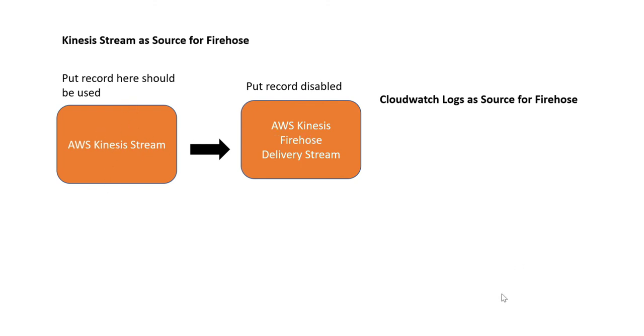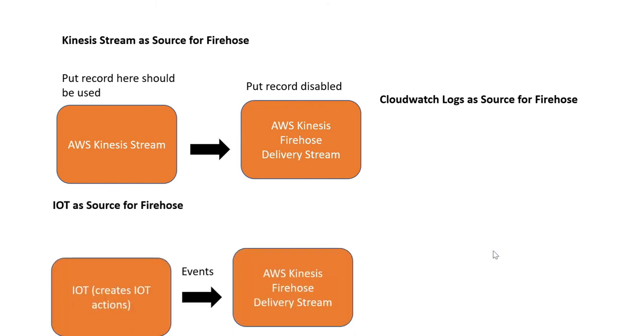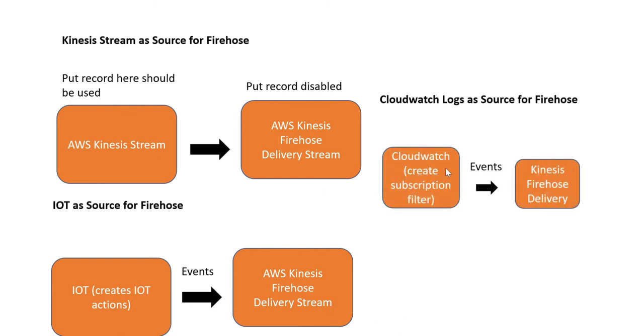Now let's look at this. If your source is IoT, what IoT does is it creates IoT actions and the events are sent to Firehose. If your source is CloudWatch logs, here also you have to create a subscription filter. In CloudWatch, you have to create a subscription filter and the events are sent to Firehose.